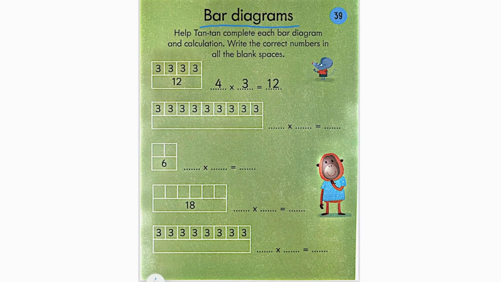Bar diagrams. Help 1010 complete each bar diagram and calculation. Write the correct numbers in all the blank spaces. 1, 2, 3, 4, 5, 6, 7, 8, 9. 9 times 3 equals 27.